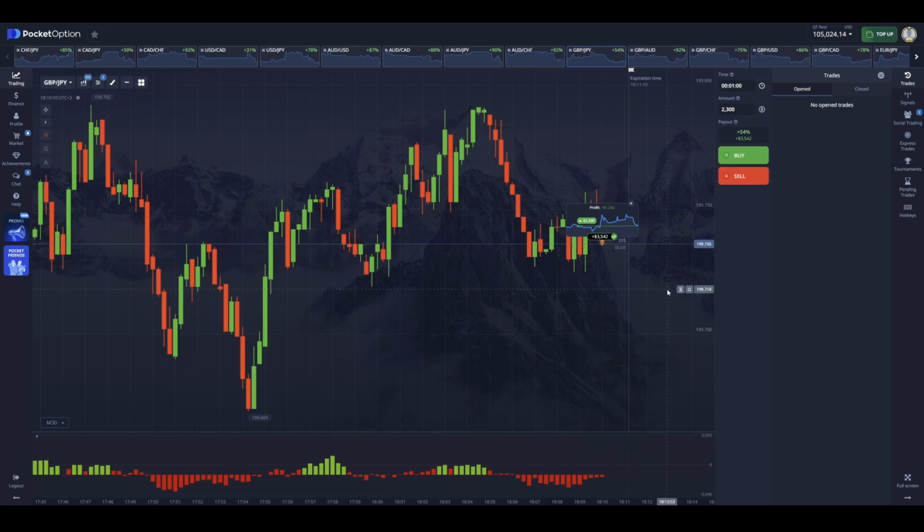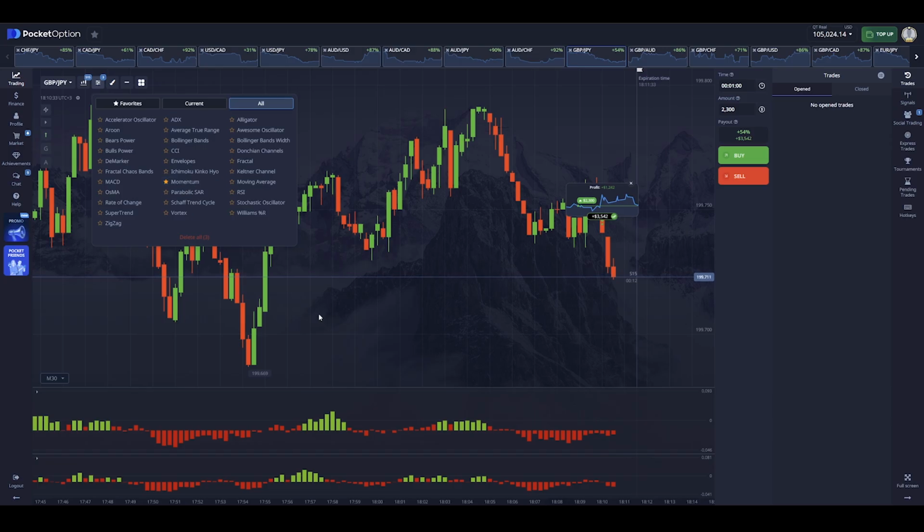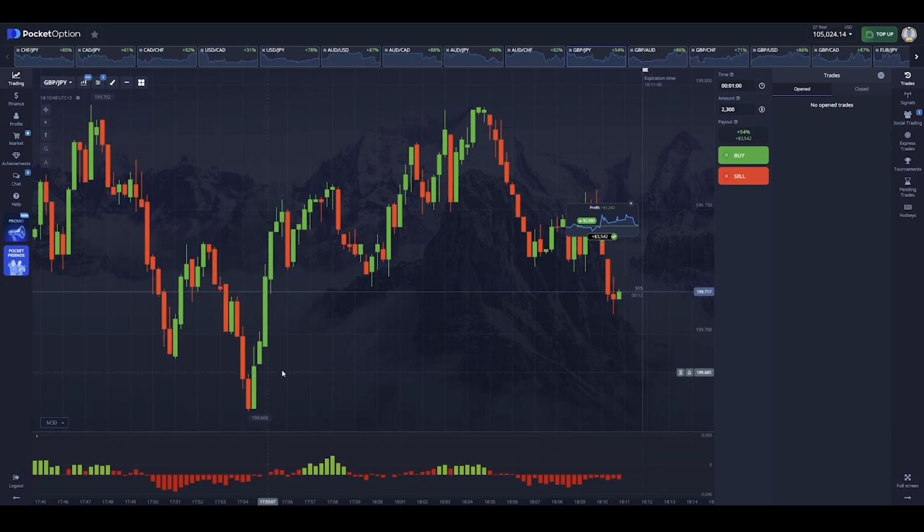Now, let's figure out precisely how to add this particular indicator and then set it up. To add this essential indicator, you simply need to go to the Indicators tab and then click on Momentum. So, you add it, but by default it will have different parameters. That's why we add it and then need to configure it.